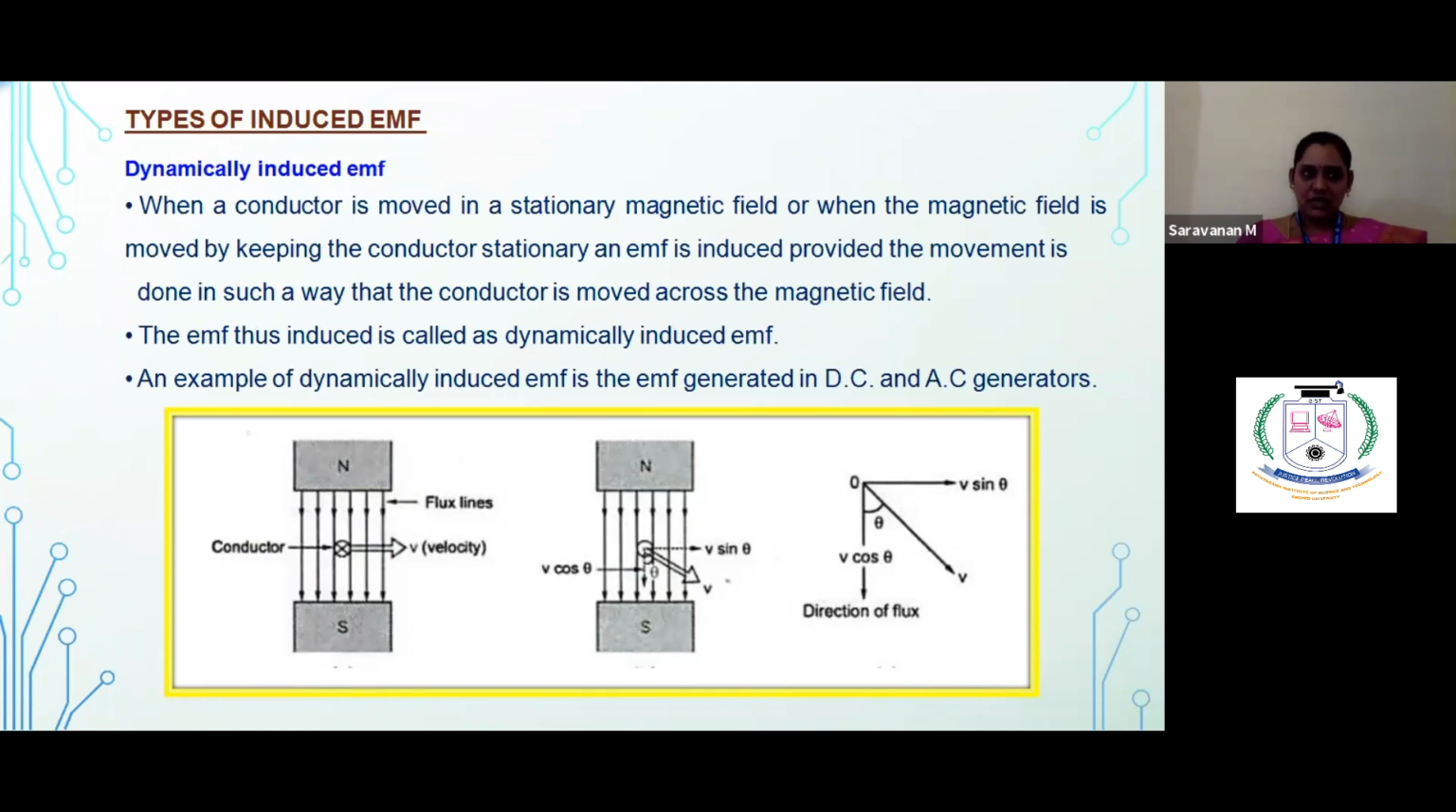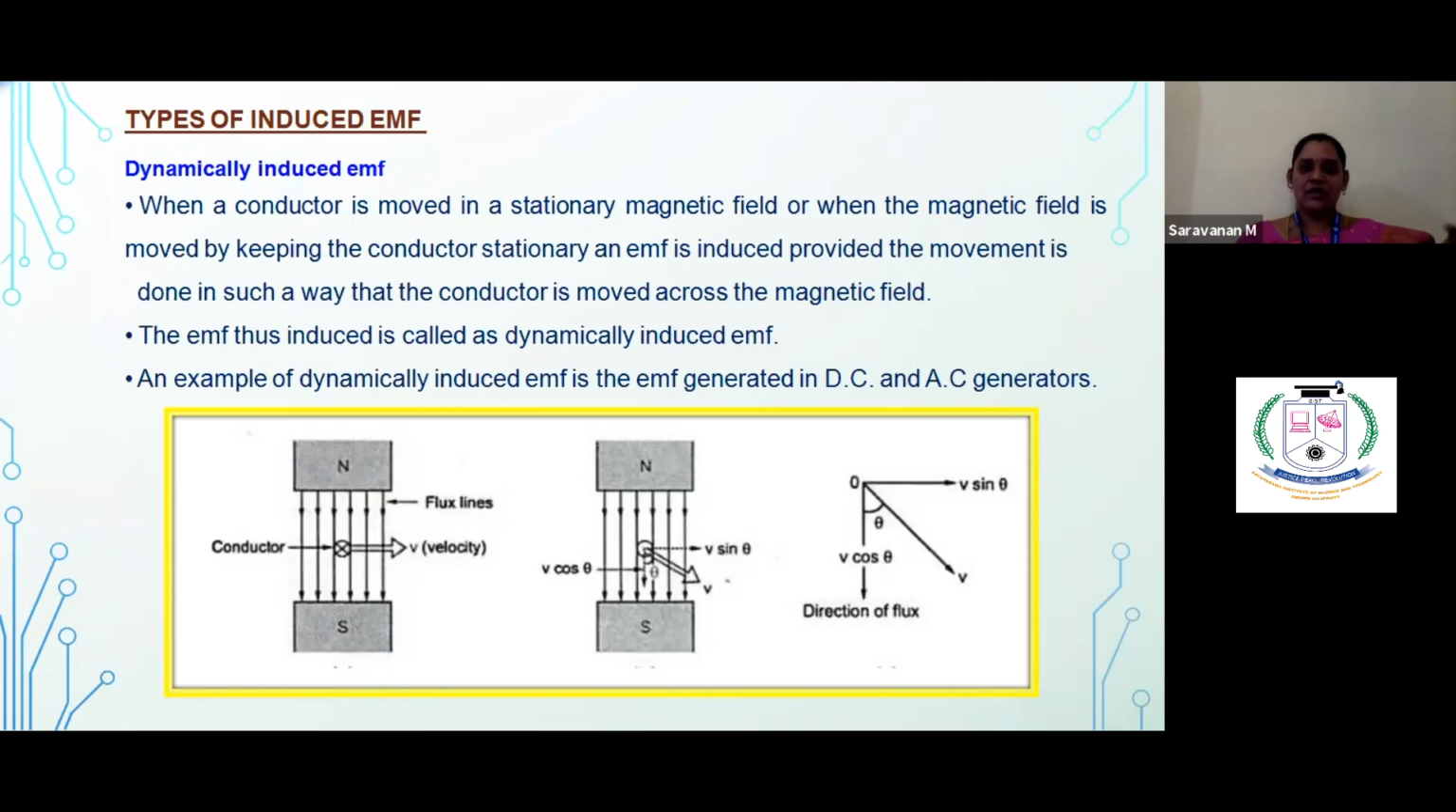This dynamically induced EMF, among the types of induced EMF, can be asked as a 16-mark question, or they may mention it separately: explain the dynamically induced EMF and obtain its expression. This can be asked as part A, and as part B they can ask problems. So for a dynamically induced EMF, we will get an expression that we will use in our problems.